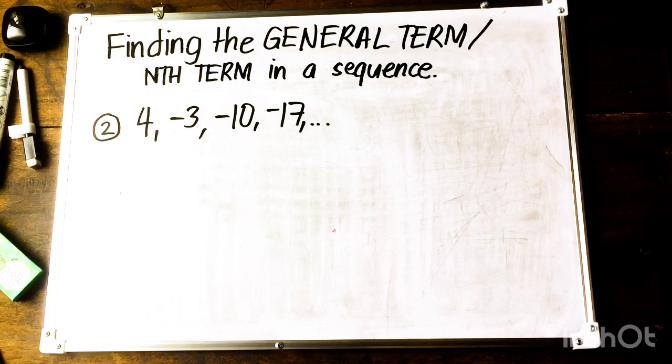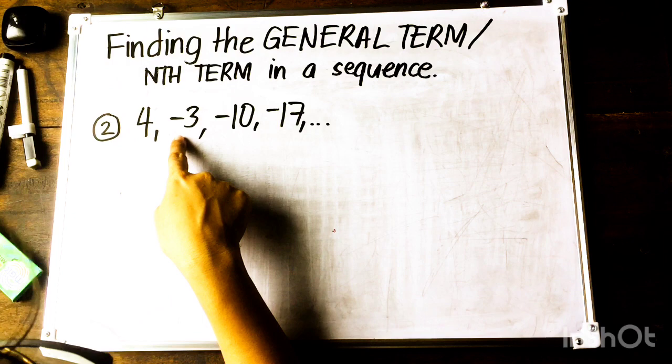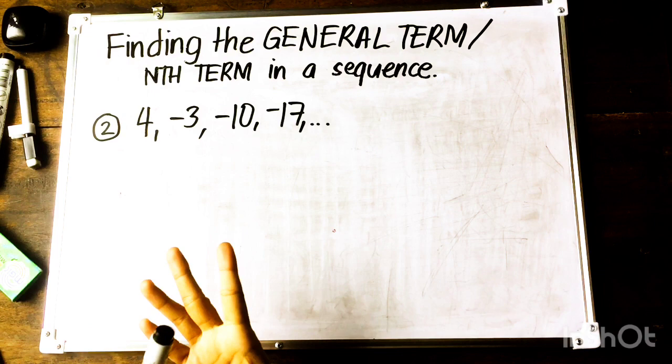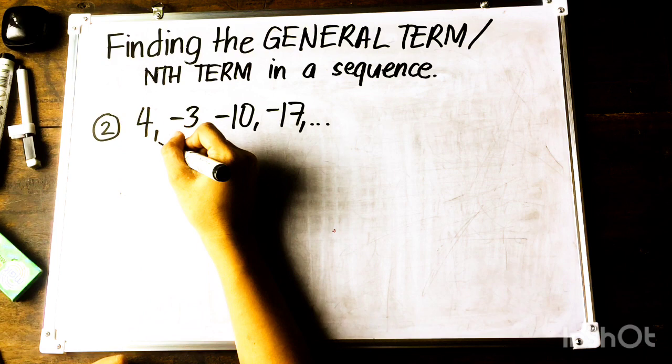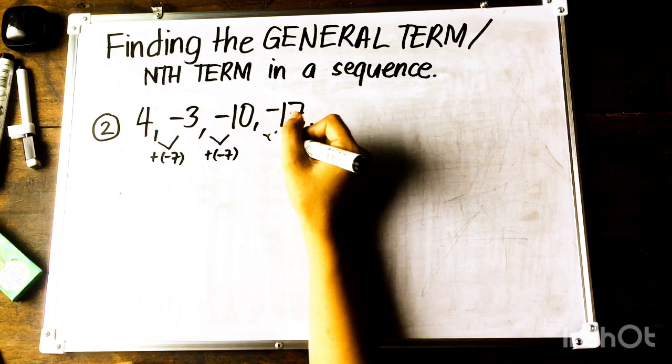So, first question, what is the pattern for that? And is it applicable in our first example? So, observe, ask yourselves again. From 4, how come it becomes negative 3? From negative 3 to negative 10? From negative 10 to negative 17? Okay? So, pag-isipan, paano ba naging ganyan? Is there a pattern? Okay, actually, yes, there's a pattern. So, the pattern there is, we are adding negative 7. Diba? So, from negative 3, we add negative 7. And here, we add negative 7.